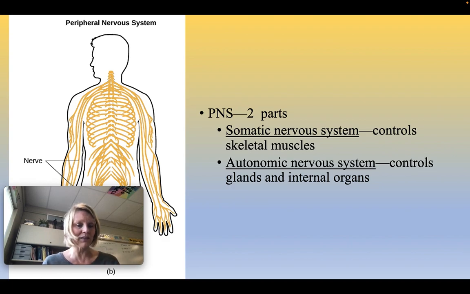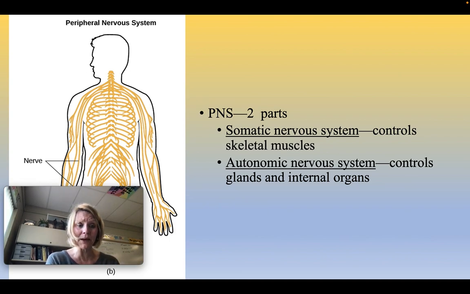It controls things like our skeletal muscles, and it's voluntary. Means we can move our arms, we can react. I can pick up a pencil, I can push my foot on the brake, I can lift a cup to bring it to my lips. Okay, so this is the somatic nervous system.